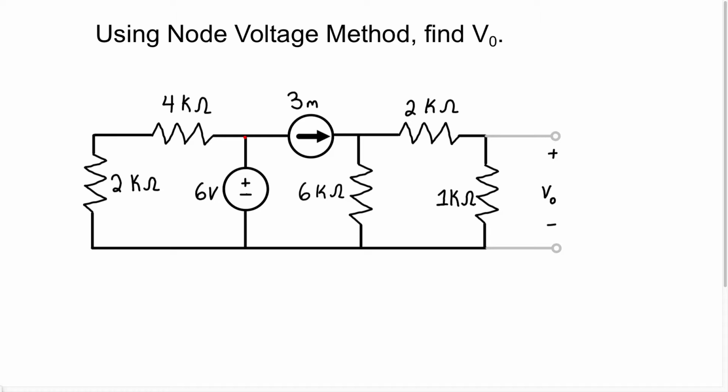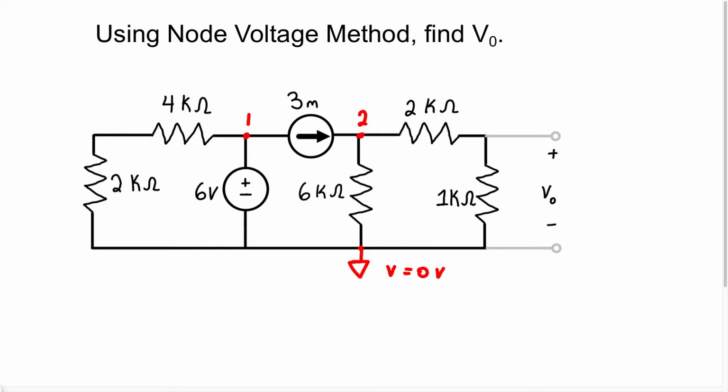We know this is an essential node. We're going to label this node 1. We know this is an essential node. We're going to label it node 2. And we have one more essential node at the bottom here. But instead of me labeling this essential node, I'm actually just going to take it as the reference node. And we know the voltage at this node is going to be 0 volts, right?